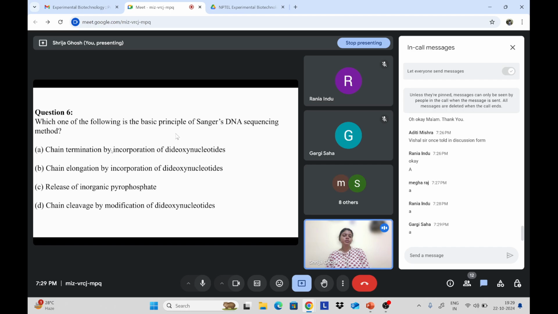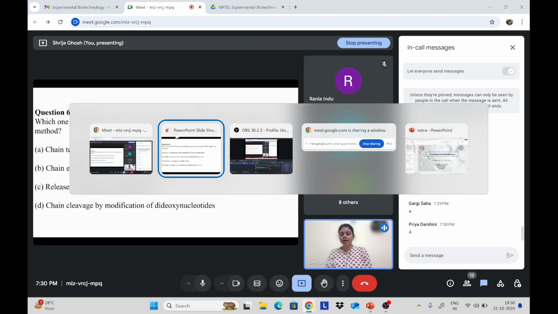Which one of the following is the basic principle of Sanger's DNA sequencing method? Chain termination by incorporation of dideoxynucleotides, chain elongation by incorporation of dideoxynucleotides, release of inorganic pyrophosphate, or chain cleavage by modification of dideoxynucleotides. Okay, so we have three answers saying option A, chain termination by incorporation of dideoxynucleotides, which is the correct answer. Those who haven't answered, do you have any doubt?